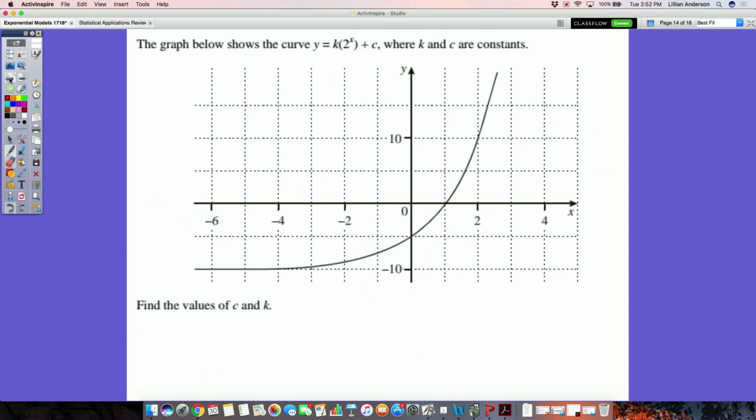All right. And now this last one we'll do together so you guys can have some time to get started on your homework in class. Now, I know we've talked about the value of C is the horizontal asymptote. Yes, you can look at this and you can see that the horizontal asymptote for this graph is going to be what? Negative 10. So yes, C is negative 10.